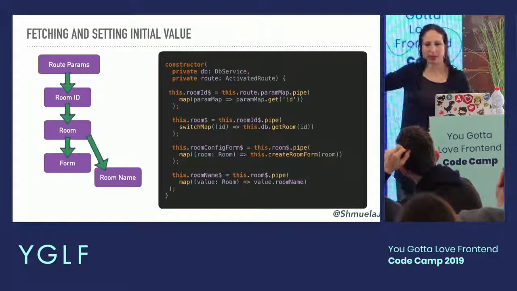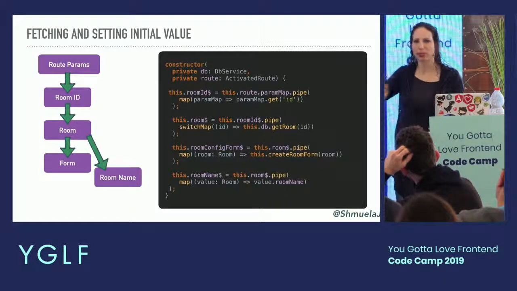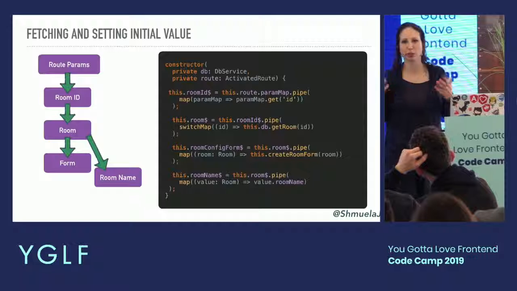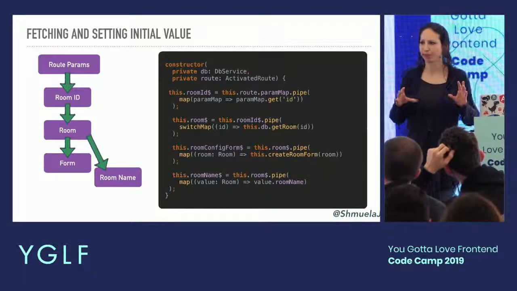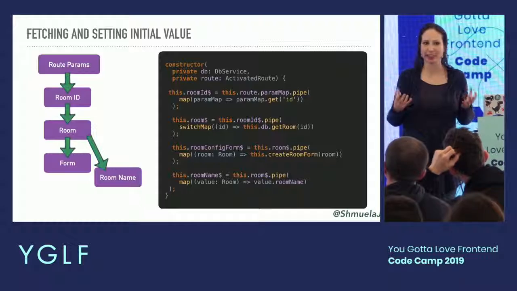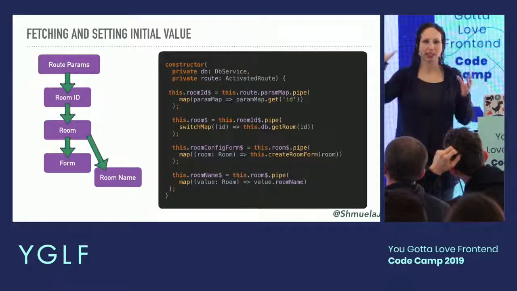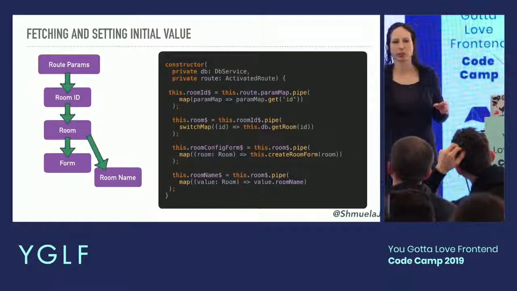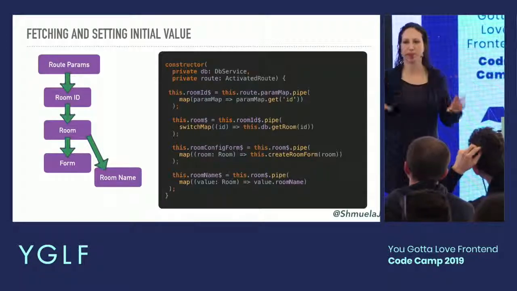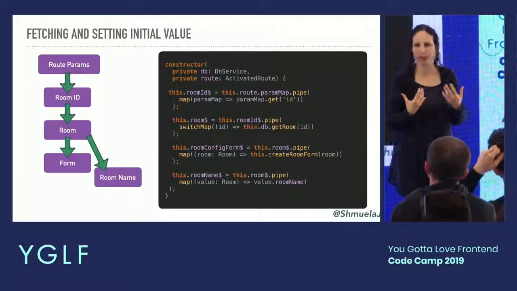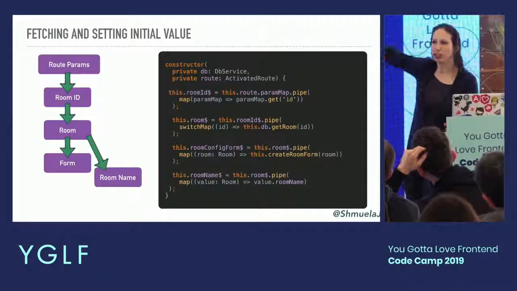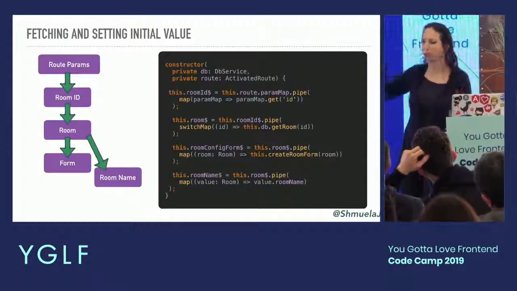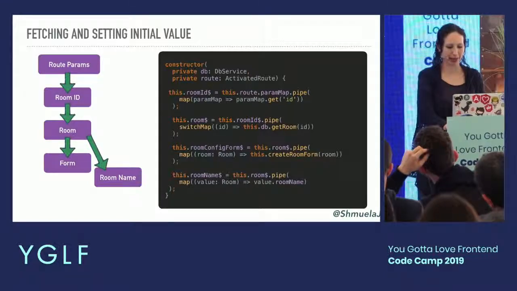So all of these observables, we can subscribe to each one of them, and if you're working with Angular, you also know that we have the async pipe that subscribes and unsubscribes and does all the magic for us without having us to deal so much with that. So we can just use the async pipe to just show the room name on the page.